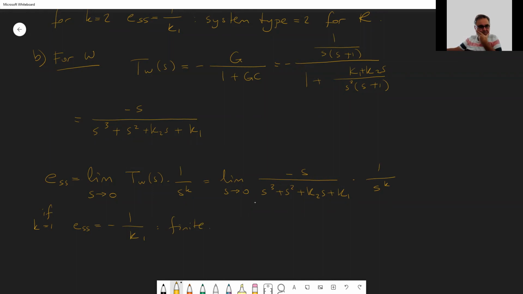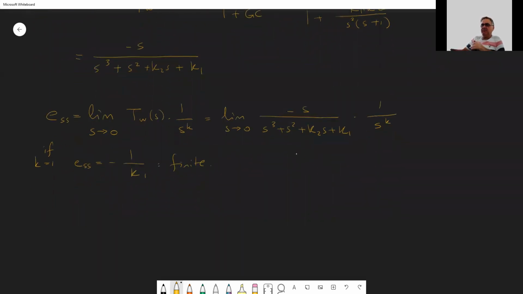Okay. So as we see here, the system type equals 1 for W. So they are different. The system type for R and W are different. Okay. Do you have any questions?